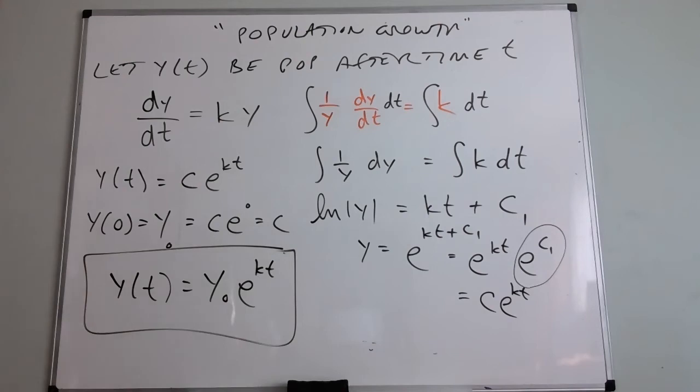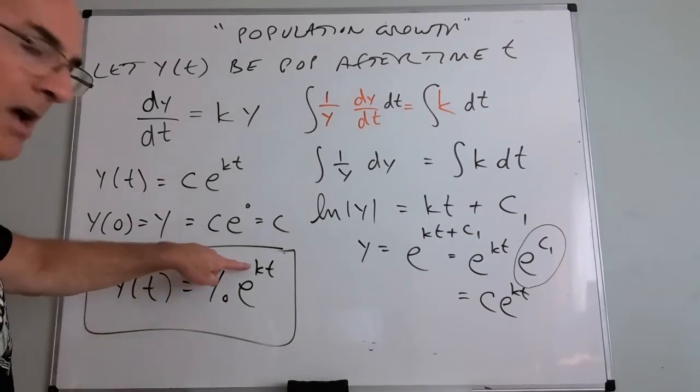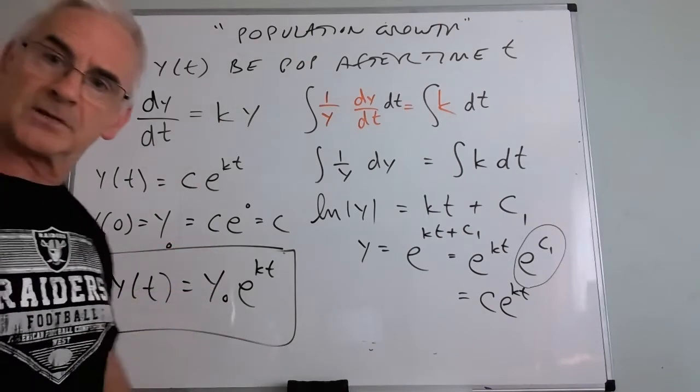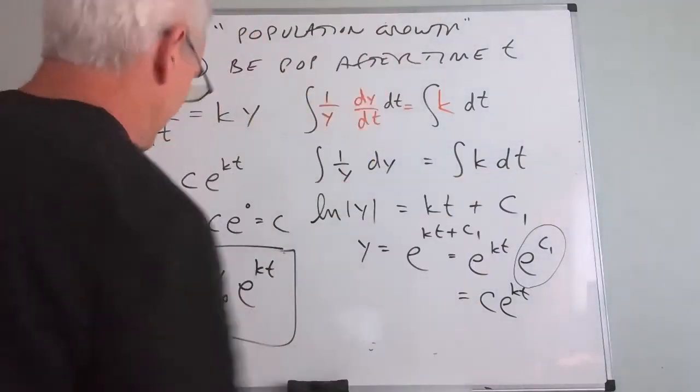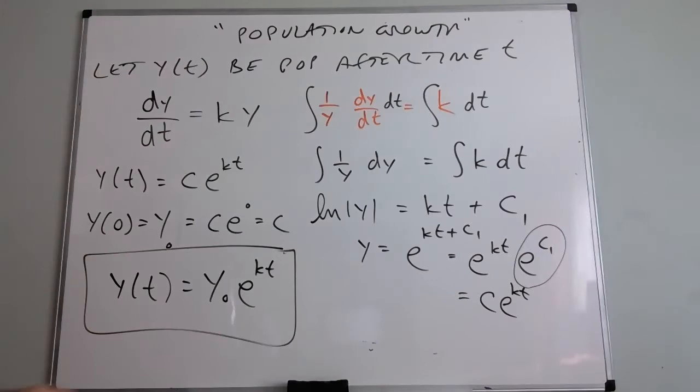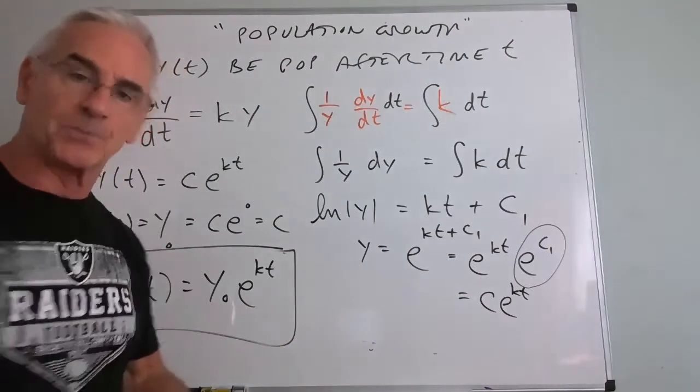Well, what's the difference between growth and decay? If k is positive, it's growth. If k is negative, it's decay. Think of the shape of e to the positive, e to the negative. Now, with that, I can calculate, I can estimate.